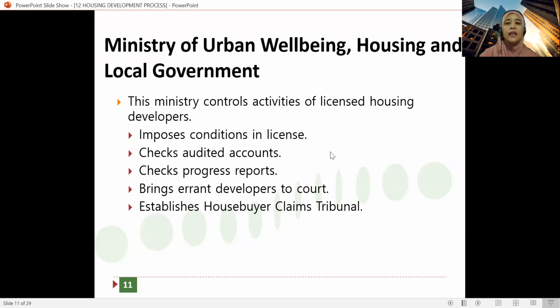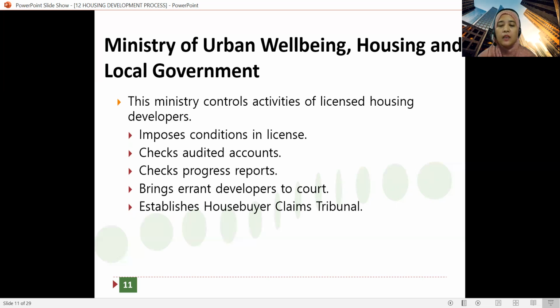Okay. Now, the next sector is the Ministry of Housing, Urban Wellbeing, and Local Government tadi tu, the KPKT. So this ministry controls activities of licensed housing developers. Termasuk macam mana? Termasuklah they impose the conditions in the developer's license, which the developers of 5 or more units yang nak develop simultaneously tu perlu obtain from the ministry. So in the license will be imposed conditions that the developers must obey ataupun must observe. Okay, tak boleh langgar, dia kena pastikan syarat tu dipatuhi.